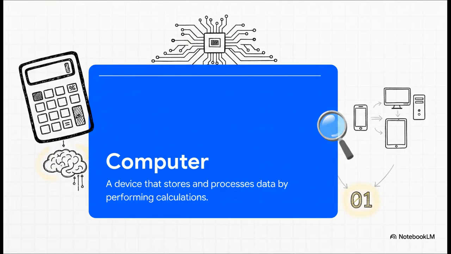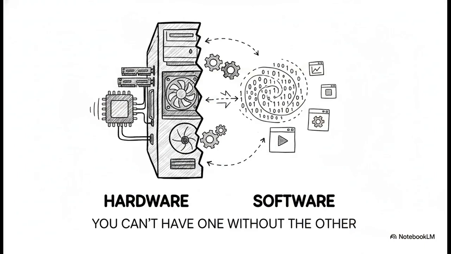Well, when you boil it all down, this is what a computer is. It's a machine that's designed to do two things really well: store data and process that data by doing calculations. You can almost think of it as a super-powered calculator that's just amazing at handling information. And every single computer, from a giant supercomputer to the smartphone in your hand, works on one fundamental principle. And that's the relationship between hardware and software.